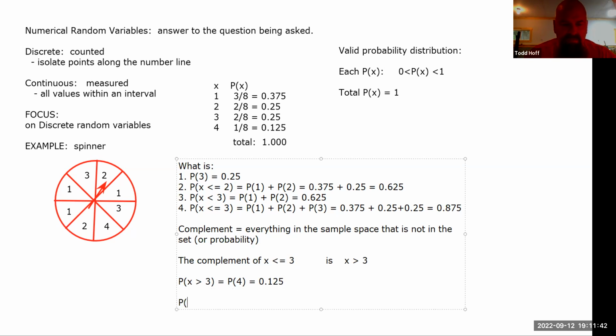Because of the rules of complements, the probability that X is less than or equal to 3 is going to be equal to 1 minus the probability of its complement, 1 minus the probability of 4. So that's 1 minus the 0.125, which gives us the 0.875, exactly the same number that we calculated up above.